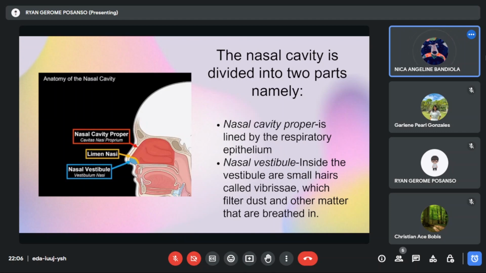So, next slide. The nasal cavity is divided into two parts, namely the nasal cavity proper, which is lined by the respiratory epithelium, and the nasal vestibule. Inside the vestibule are small hairs called vibrissae, which filter dust and other matter that are breathed in.